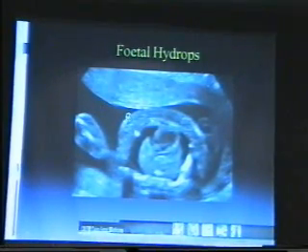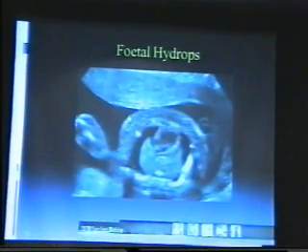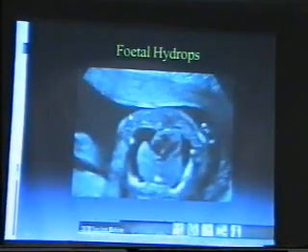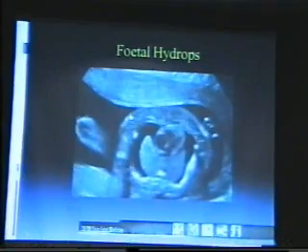That's what we try and tell our physicians, and we don't really want to reach that stage. We don't want to reach the stage where the fetus will have skin edema, cardiomegaly, bilateral pleural effusion, and ascites. You don't really want to reach that stage.